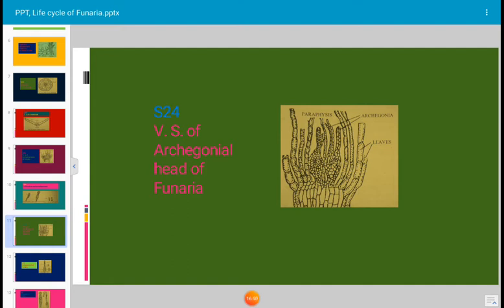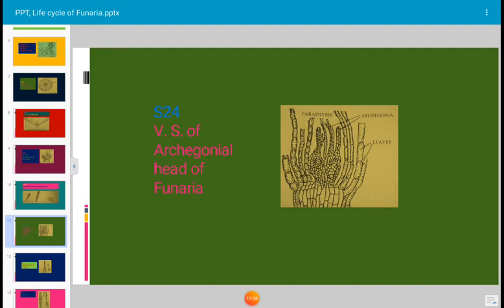Let us see the details of vertical section of archegonial head of Funaria. Archegonia are the female sex organs and these are formed in a cluster at the end of the lateral branch which develops near the base of the main axis. Archegonia are intermingled with paraphyses. The sterile leaves surrounding the archegonia are called perichaetial leaves. All three together, that is perichaetial leaves, archegonia and paraphyses, form a perichaetium.